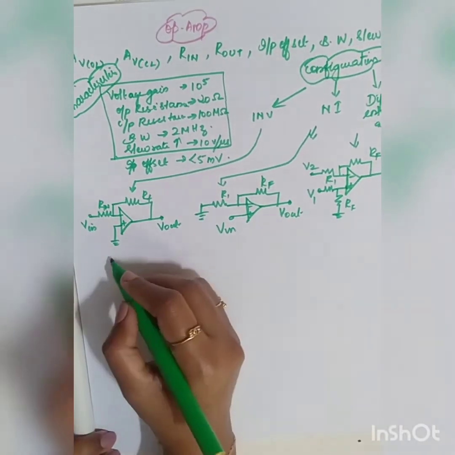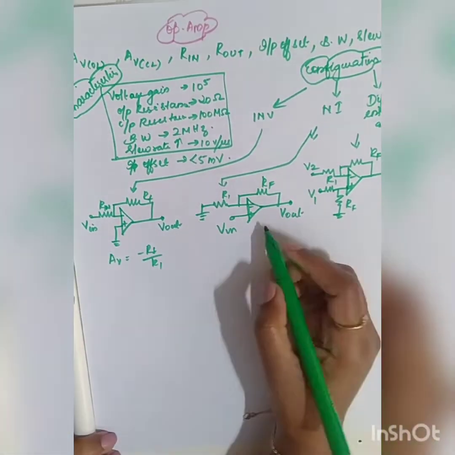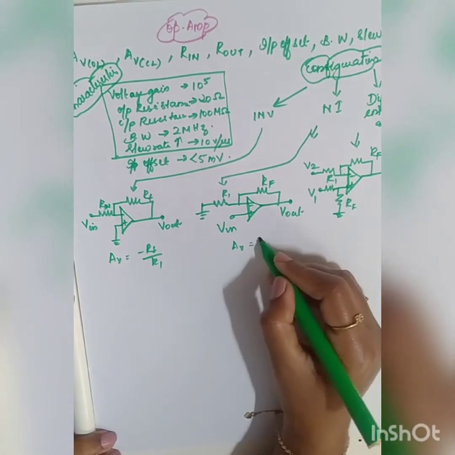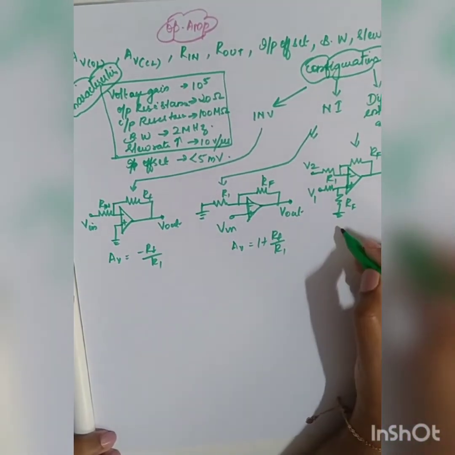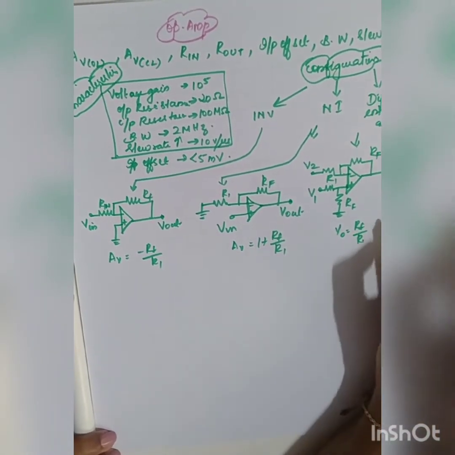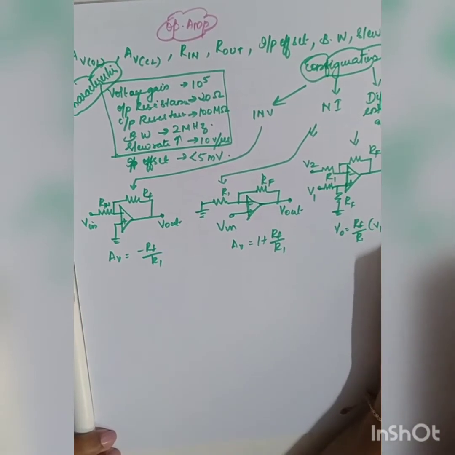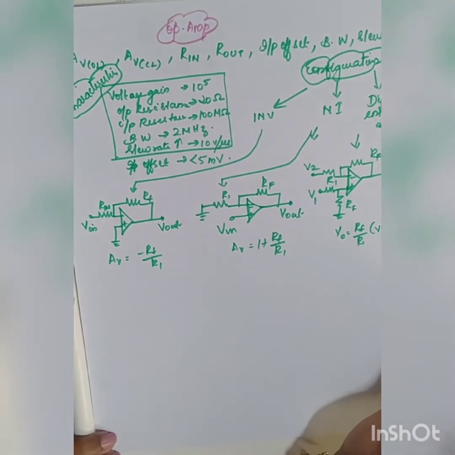So what was your gain in this case? Gain was equal to minus RF divided by R1, whereas in the case of non-inverting it was 1 plus RF divided by R1. And for the differential amplifier, the output voltage is equal to RF divided by R1 into V1 minus V2. So these were your different formulas, right?